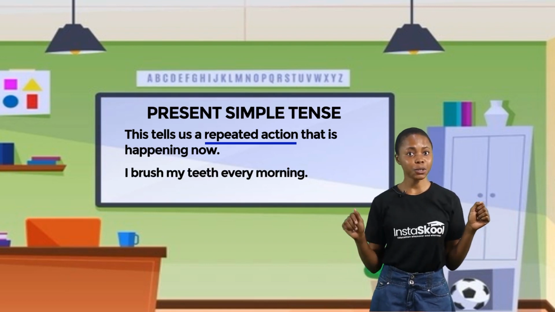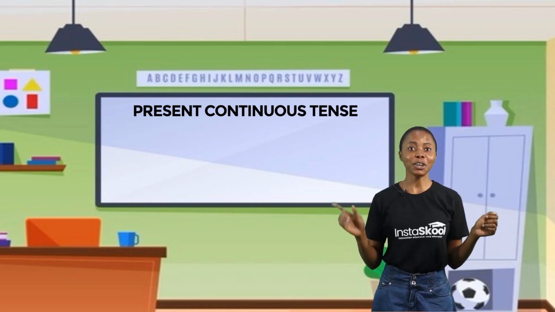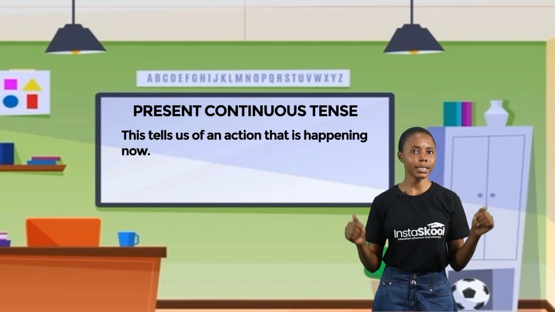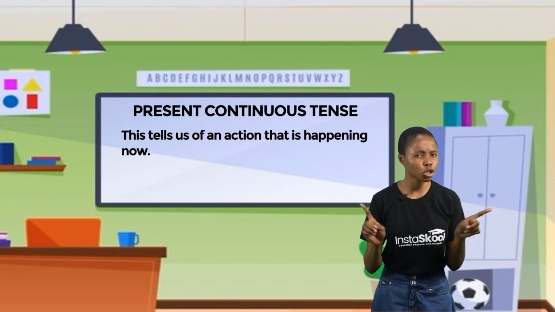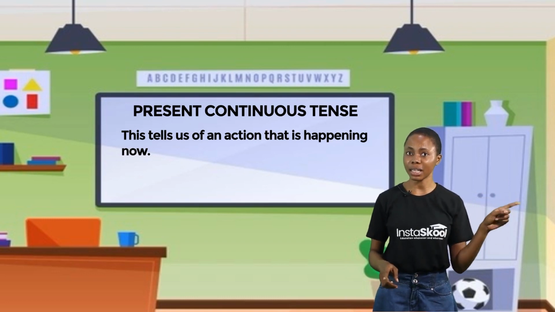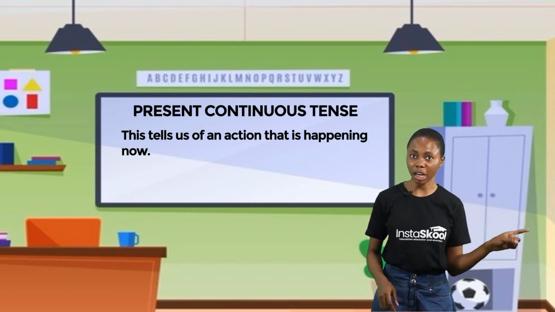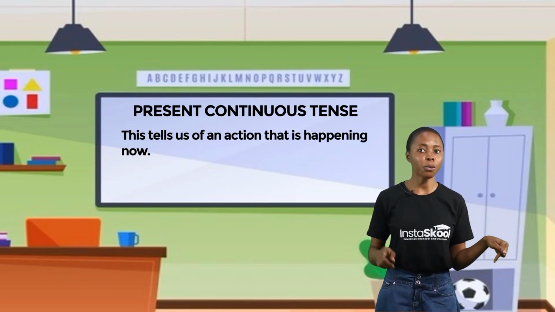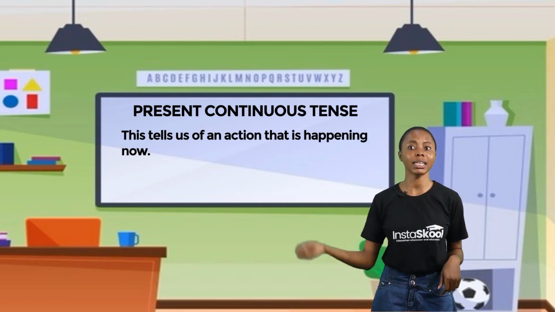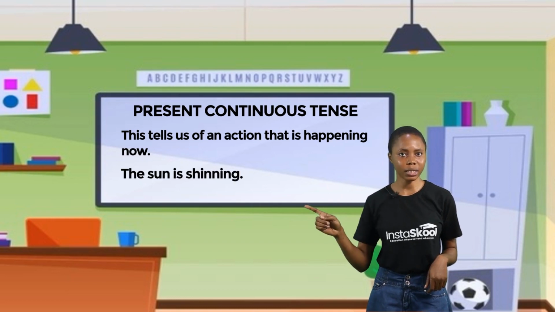Our fifth tense will be our present continuous tense. Now, present continuous tense tells us of an action that is happening now. However, do not confuse it with present simple tense. Remember, present simple tense tells of an action, not just any action, a repeated action that's happening now. Whereas, present continuous tense tells of an action that's happening now. An example would be, the sun is shining.